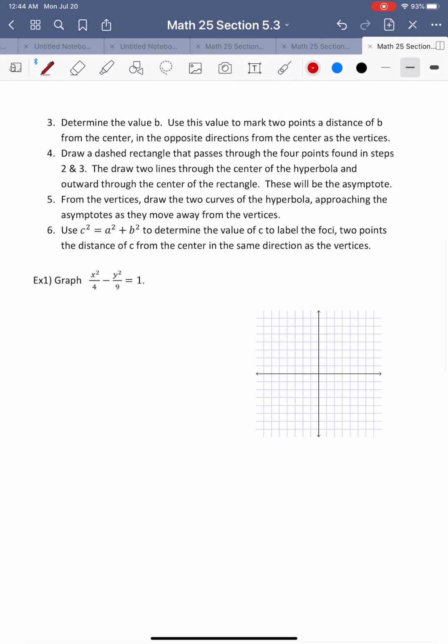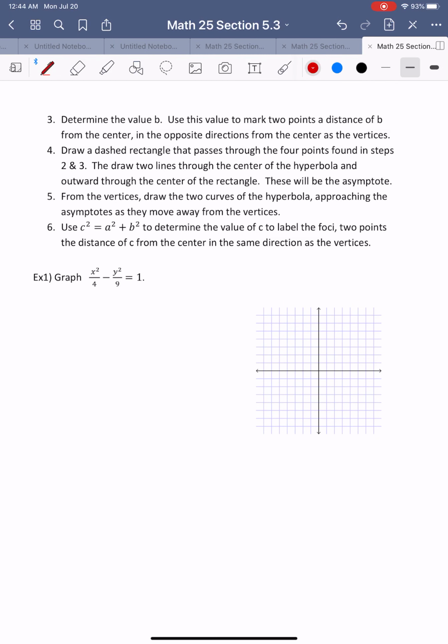Number 3, determine the value of b. Use this value to mark 2 points at a distance of b from the center, in the opposite directions from the vertices. Number 4, draw a dashed rectangle that passes through the 4 points. Using steps 2 and 3, draw the 2 lines through the center of the rectangle and outward.